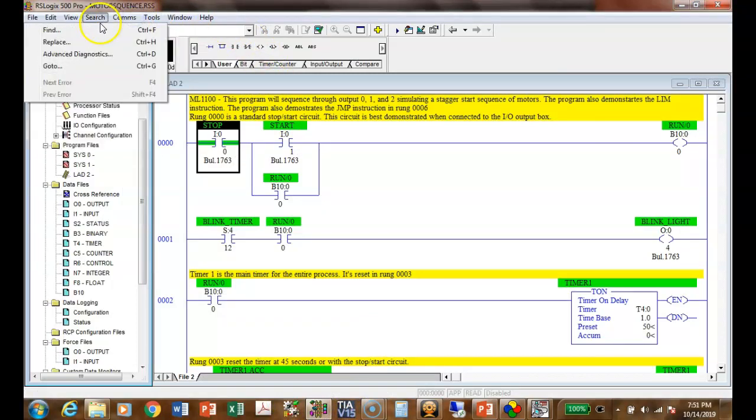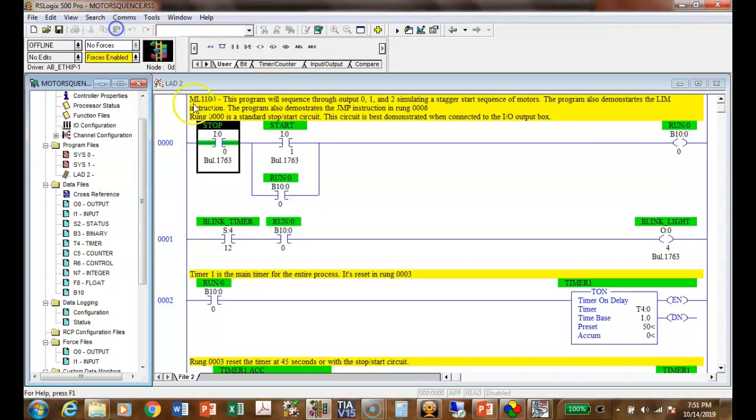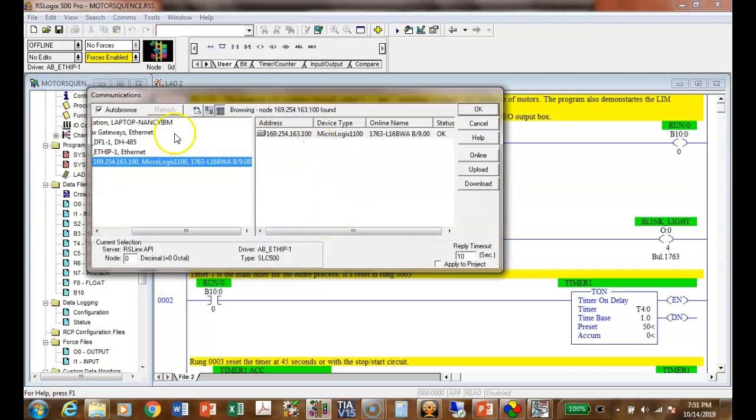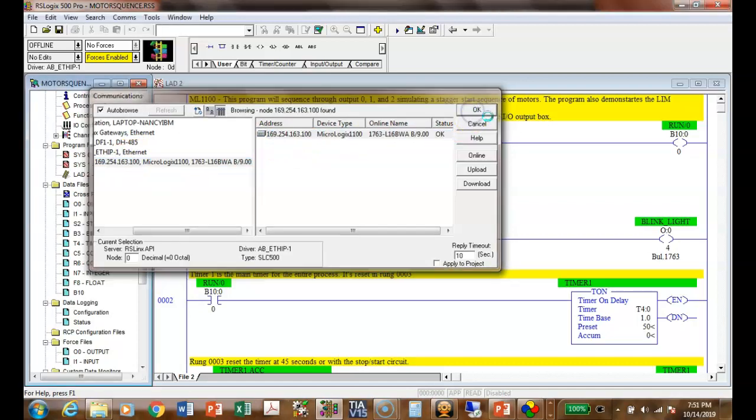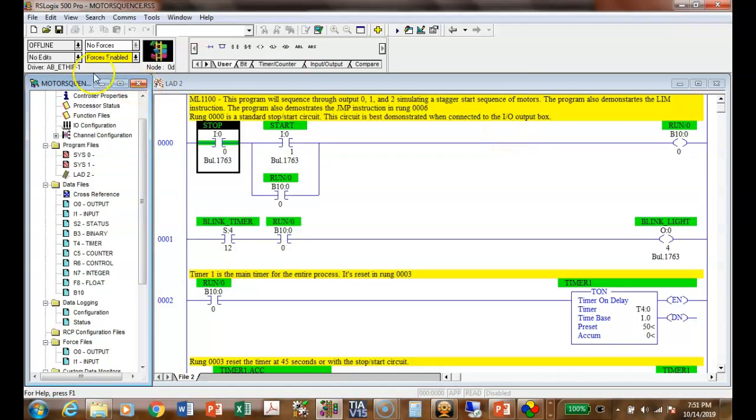So we'll see comms. We'll see if it's out there. Okay, so here it is. If it can't find it, it would be X over there. So it's okay. Now we're okay, right? This is the same program, so it should be able to go directly online.